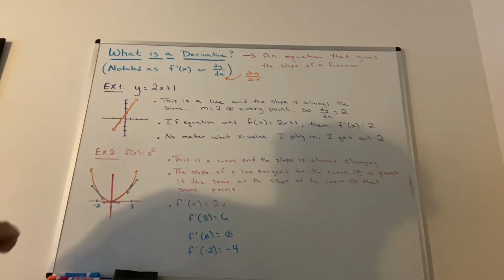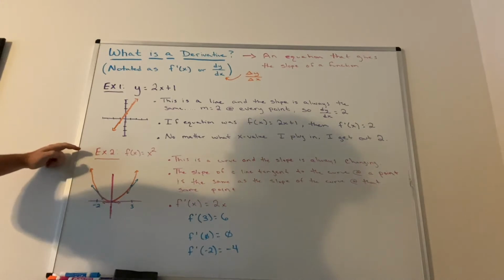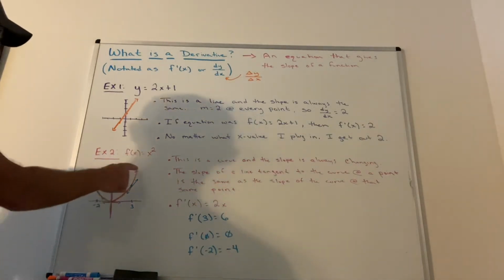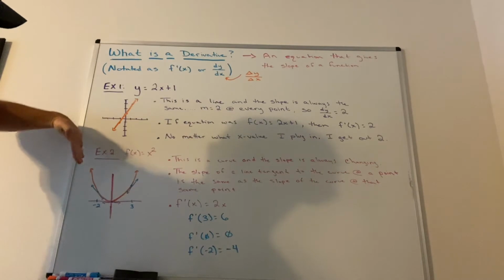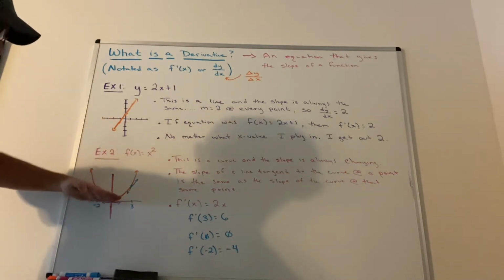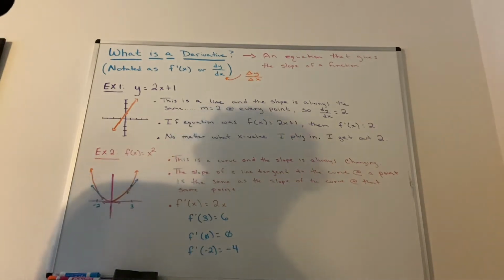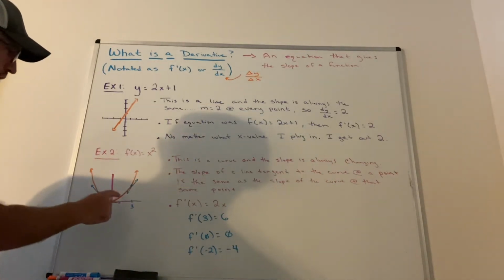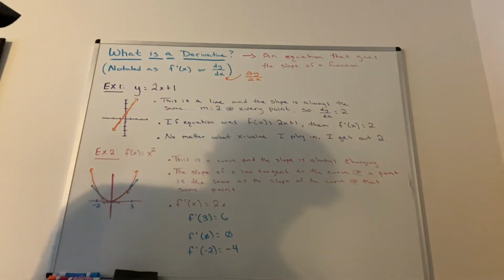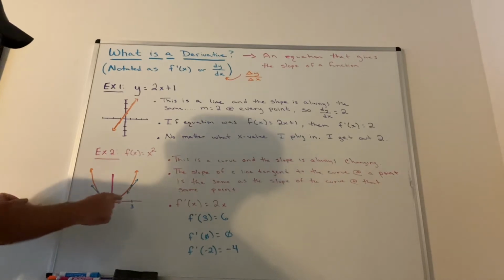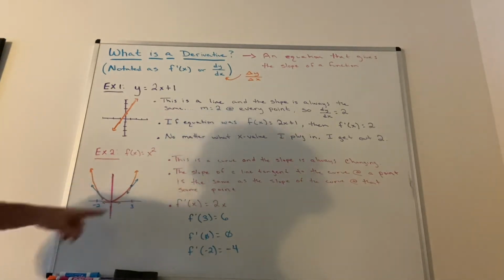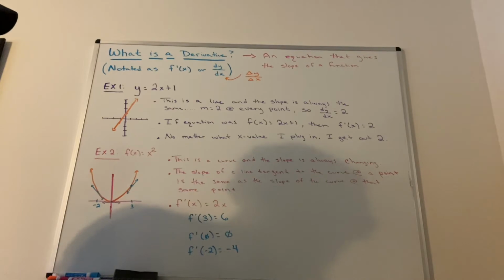Example 2: f of x equals x squared. So this is a curve, right? The slope is always changing: it's steep negative, less steep negative, then it's 0, then it turns positive, more steep positive, etc. And these little lines that I've drawn right here are tangent lines. They're just touching the curve at one point, and you can see the slopes of them are different. The slope of a line tangent to the curve at a point is the same as the slope of the curve at that same point.